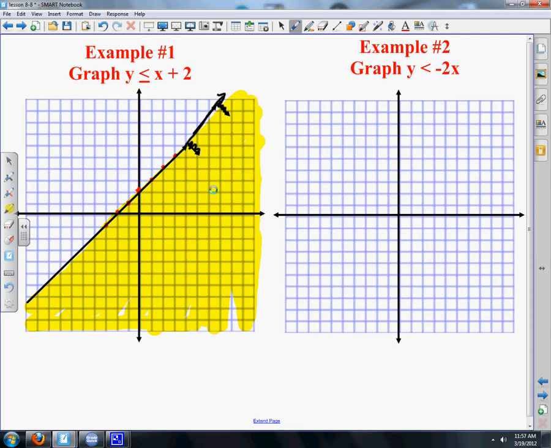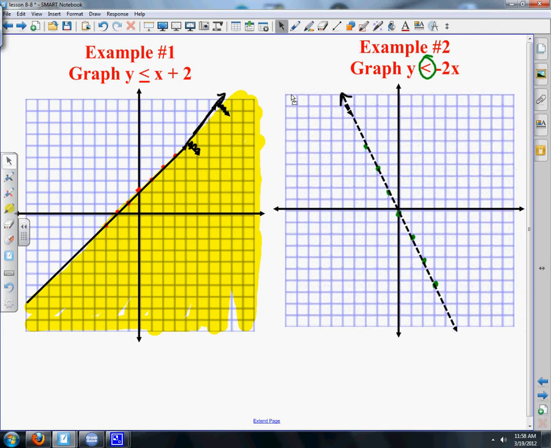Because there's nothing added to the x, the y-intercept is 0. The slope is -2, which means we're going to go down 2 and right 1, down 2 and right 1, down 2 and right 1, or we could go up 2 and left 1, up 2 and left 1, up 2 and left 1. Because we do not have the equal sign, we're going to connect this together with a dotted line, which will look like this. And we put an arrow on the end. And then we shade, because it's less than, we are going to shade below the line.